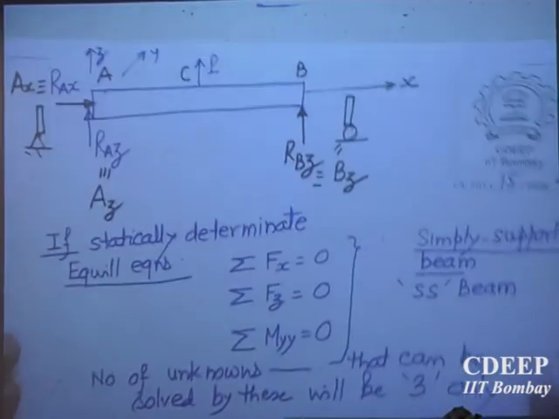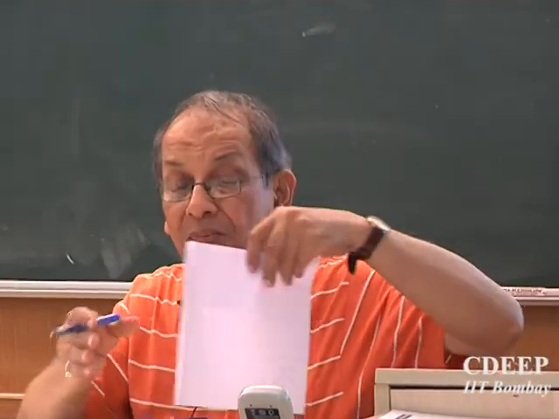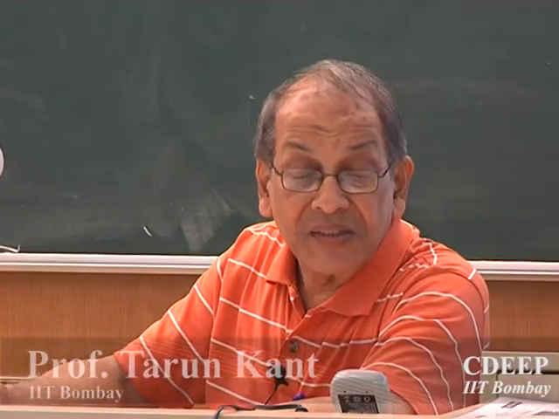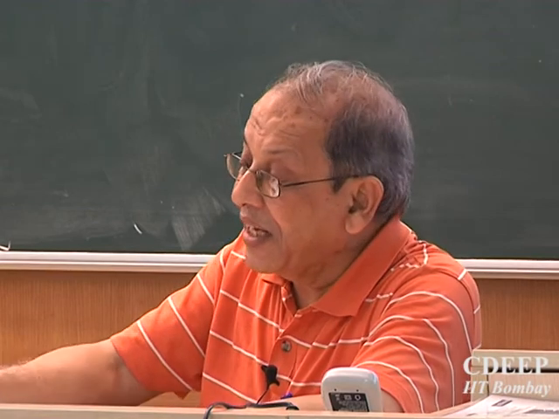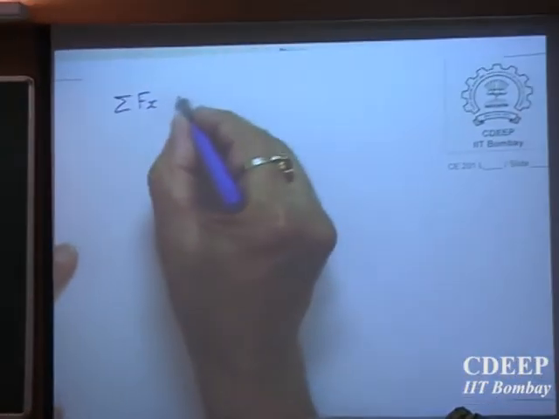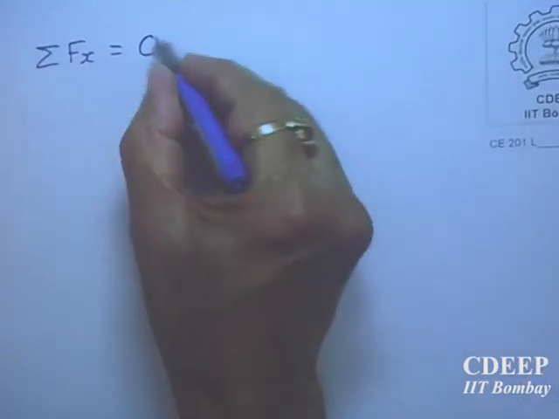Next. So can you find out the reactions, please? Quickly give me the reactions and the direction. First draw the free body. What is the value of RAX, RAY, RAZ? So reactions can be found out. So equations: sigma of forces in x direction, sigma of Fx. There is no force in x direction, so it is 0.